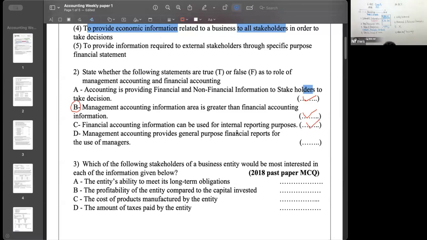Okay. And management accounting provides general purpose financial reports for the use of managers. No. Is it general purpose? General purpose refers to the financial statements that we provide. Okay, that's general purpose. So is this statement correct or wrong? It's wrong. So your answer is going to be true, true, and wrong. Let me explain B and C for you. I know most of you would have got the B and C part confused.